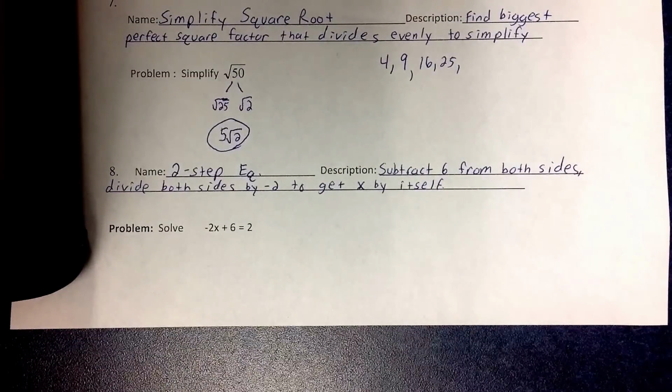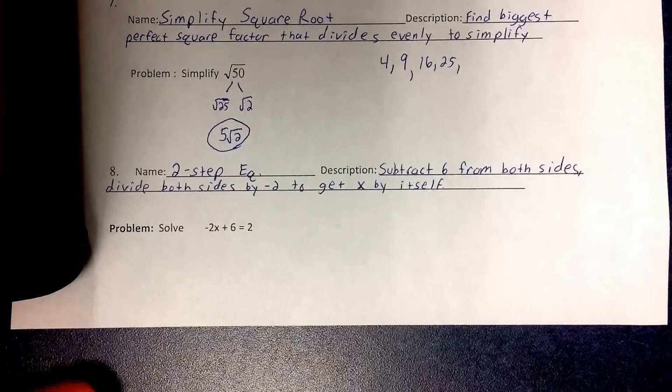Okay, number 8 says solve negative 2x plus 6 equals negative 2. So it's a two-step equation. Now the description we'll get to why it is what it is here in a second. But again, with the two-step equation, we're asking ourselves 5 questions.